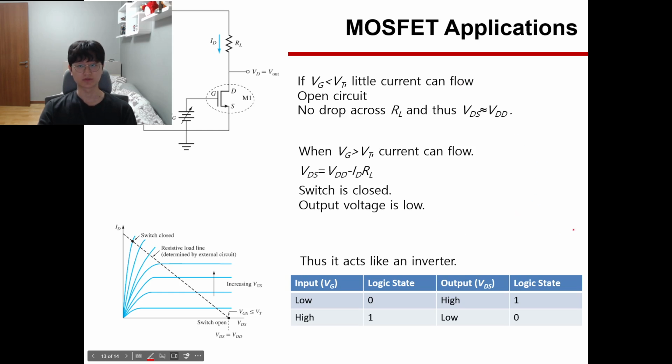And this is the MOSFET application. As I explained before, a MOSFET acts like a switch. So when we input low, the logic state 0, its output will be 1, and when we input 1, the output will be 0. It acts like a switch or NOT gate.